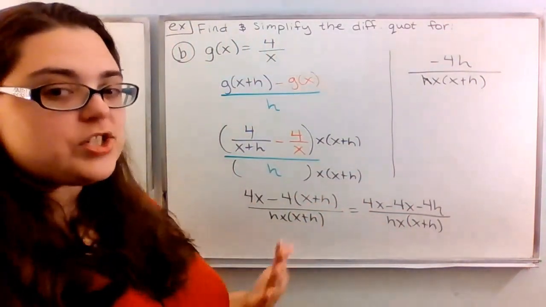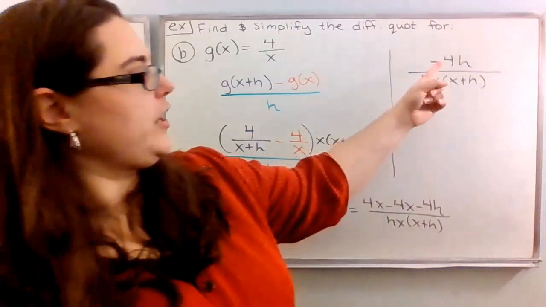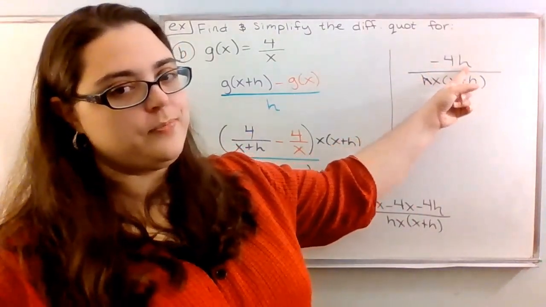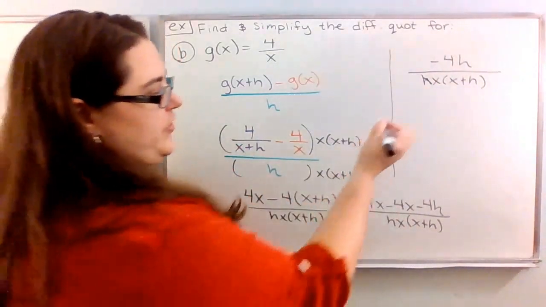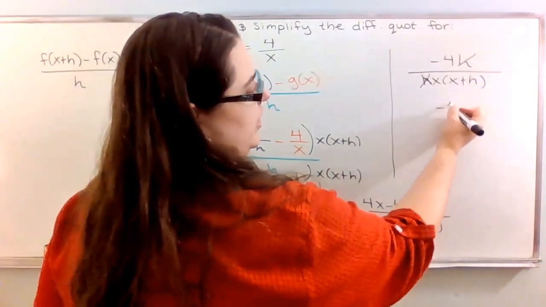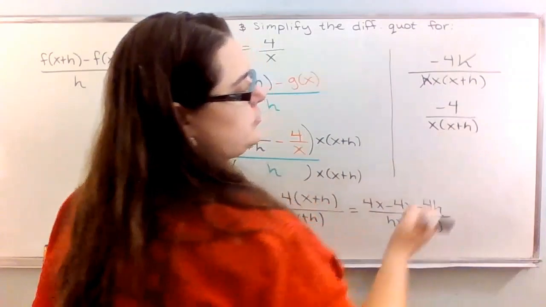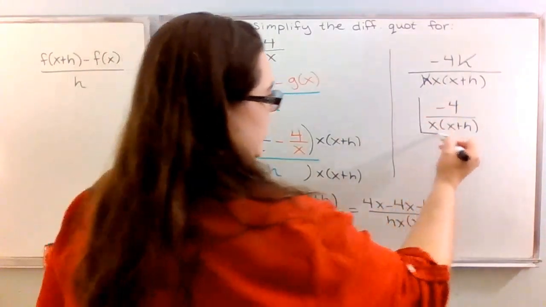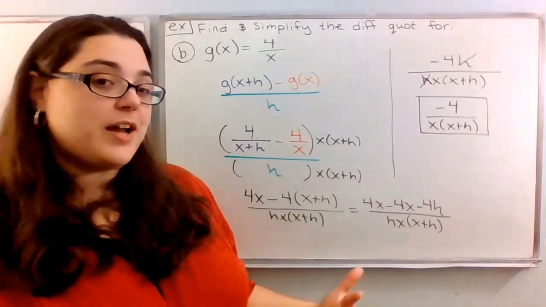Now in our numerator, we just have one term, but that term has two factors. It has a factor of -4 and a factor of h. In the denominator, we also have a factor of h. So this factor of h and this factor of h can cancel out, and I'm left with -4 over x times x plus h. And there we go. That's going to be the difference quotient for this rational function.